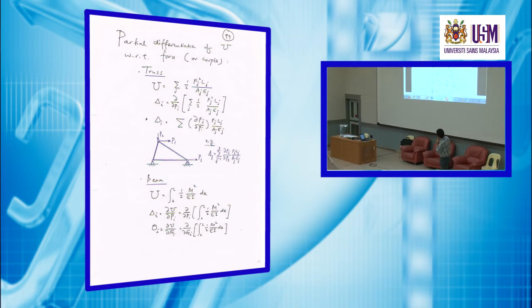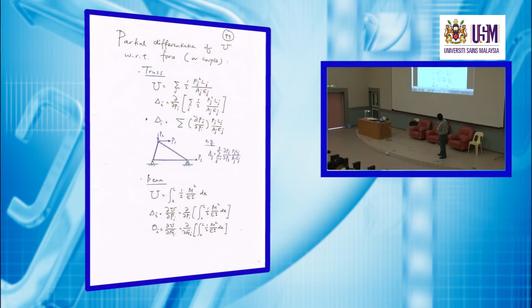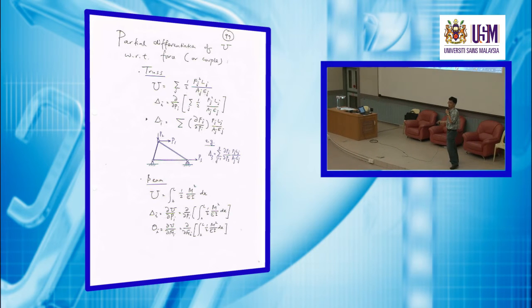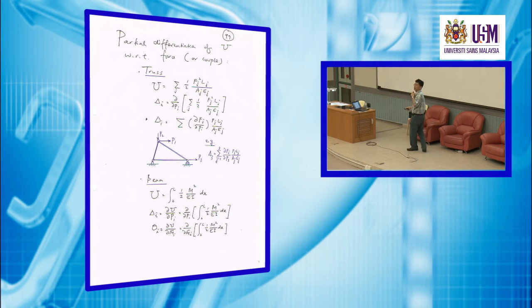For thrust, the strain energy is the summation of half F squared L over AE, and to find delta 1, you have to differentiate partially with respect to the load. So if you differentiate this, you get this. For thrust, these are the equations we need to use. We differentiate the axial force partially with respect to the load, then multiply the axial force by length, divided by cross-sectional area, divided by E. For example, if you want to find the displacement at point 3 in the direction of P3, which is delta 3, then del Fj, where Fj are the forces here and there.